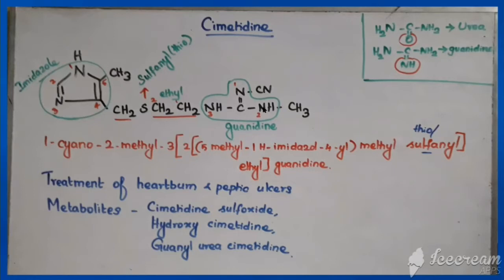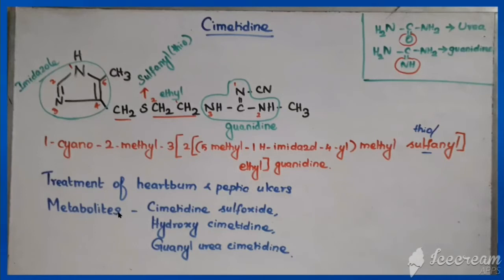So what is present in cimetidine? It has guanidine. The first nitrogen has a cyano group, the second has methyl, the third is attached to ethyl, and the second carbon of ethyl is attached to sulfur, that is sulfonyl or thio, which is connected to methyl, and that is connected to the fourth position of imidazole, which has a methyl in the fifth position. What is the use of cimetidine? Already we have known the uses of H2 receptor antagonists. They are used in the treatment of heartburn and peptic ulcers.